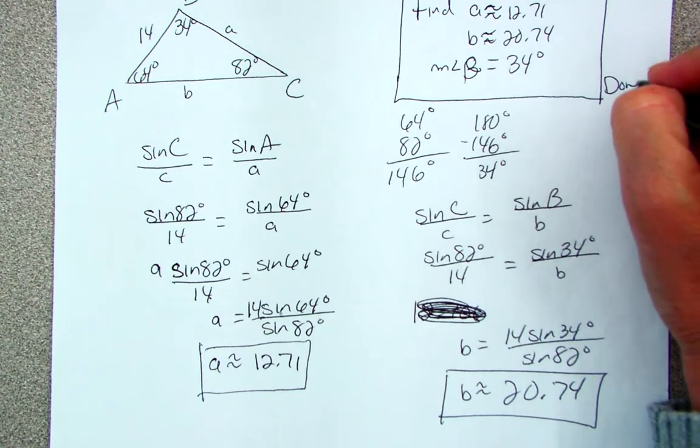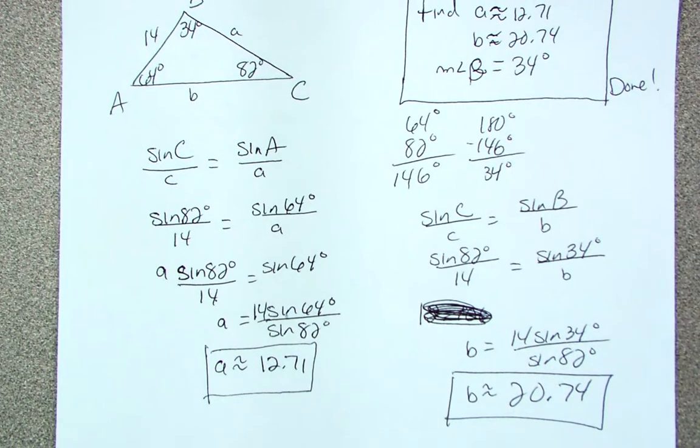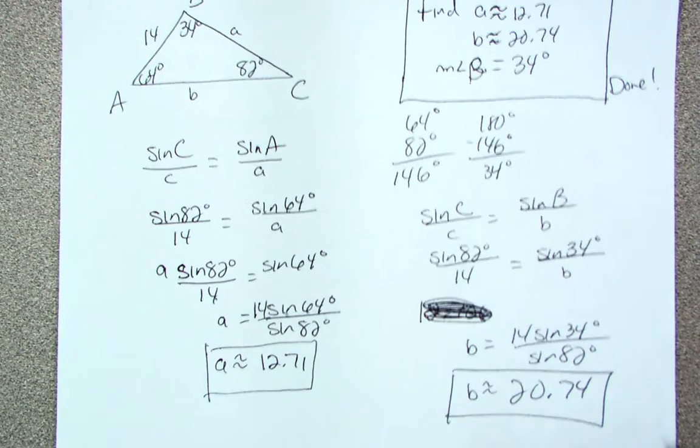And now I'm done. I have solved my oblique triangle. I have all the angles and all the sides. Do you have a question? Yes? I didn't get that. What was it about this? I got 7.9. 7.91. Good. Let me try it again. I did too. Thank you.